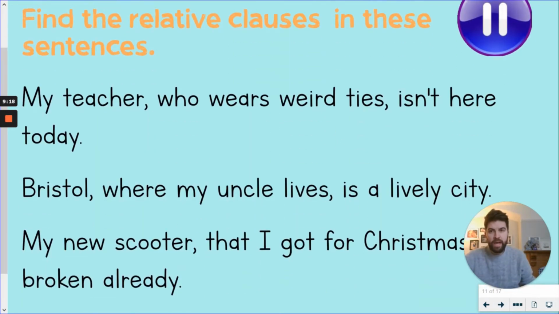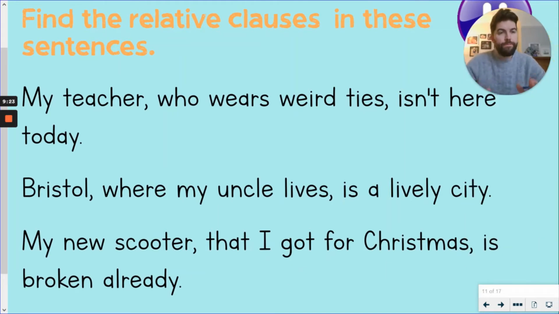So here's a job for you to do. Let's see if we can put this together. Can you find the relative clauses in these sentences? So pause here and find the relative clauses in these sentences. Okay, I'm back. Let's see how we did.